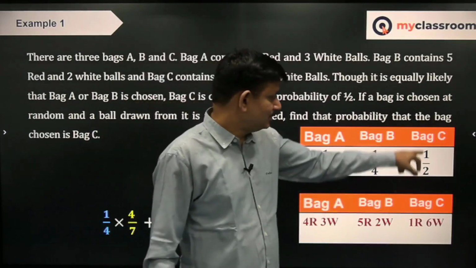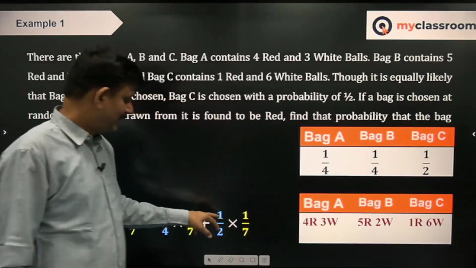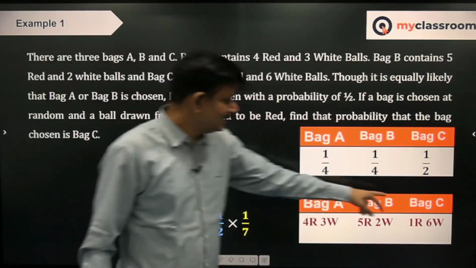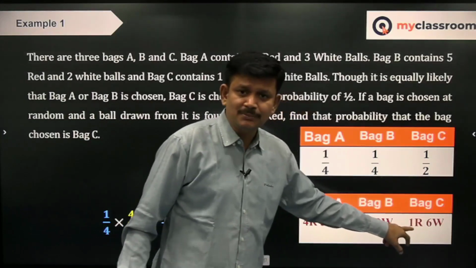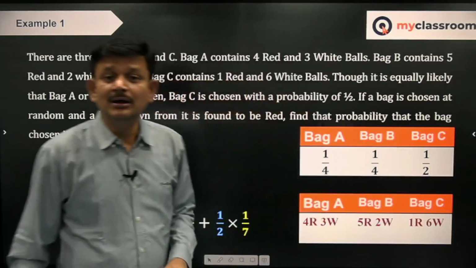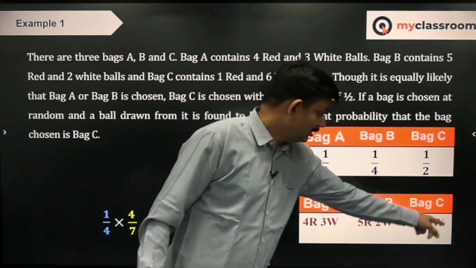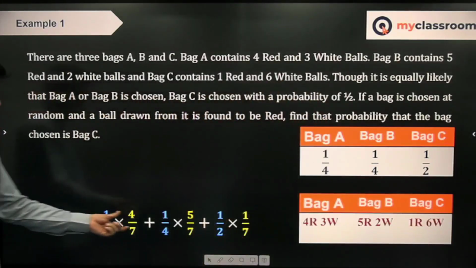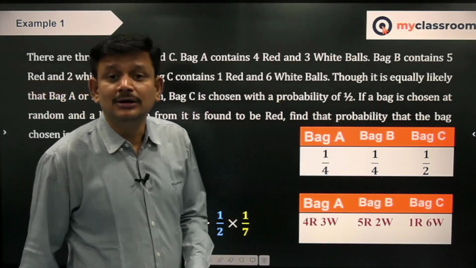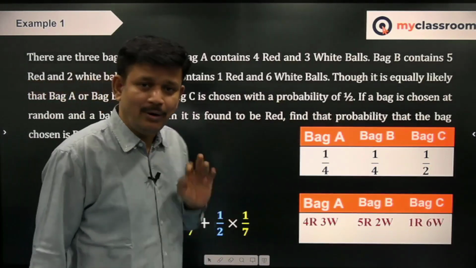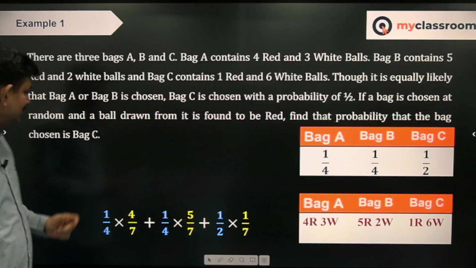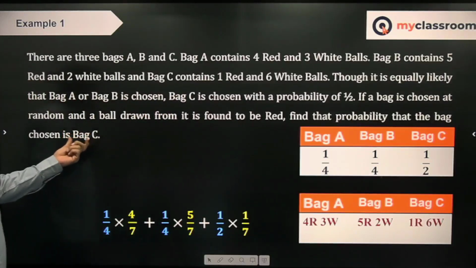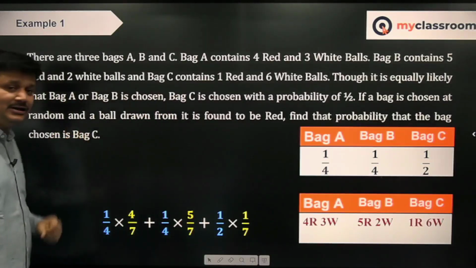What is the probability that you choose bag C? 1 by 2. And given that you have chosen bag C, what is the probability of your drawing a red ball? Total 1 red ball out of 7 balls, 1 by 7. So this is the probability of your drawing a red ball. But what I want to find is the probability that this red ball is from bag C.